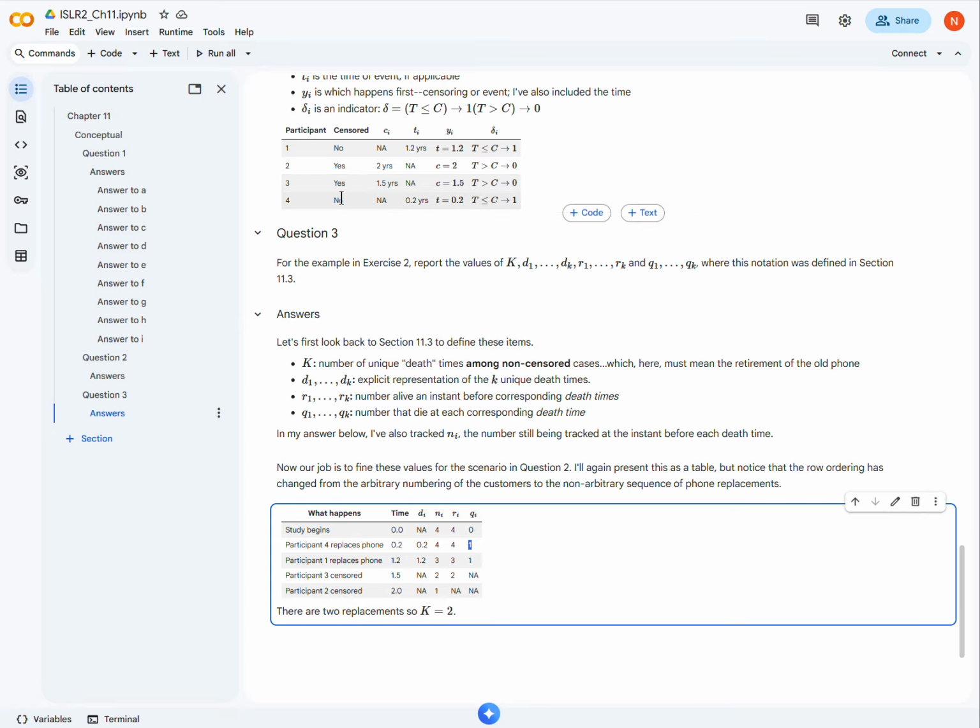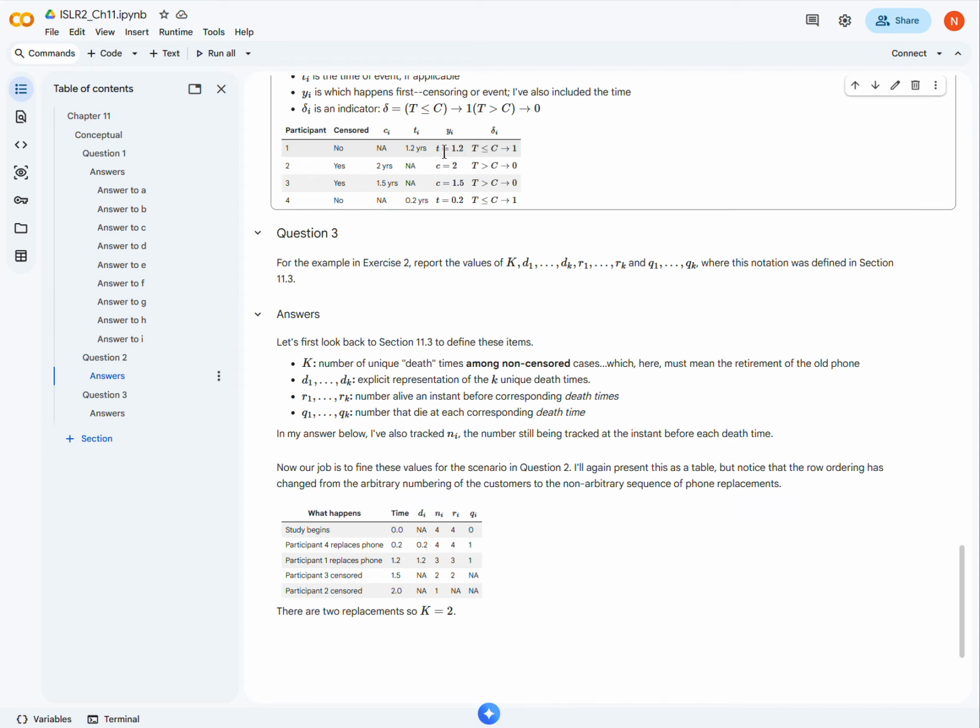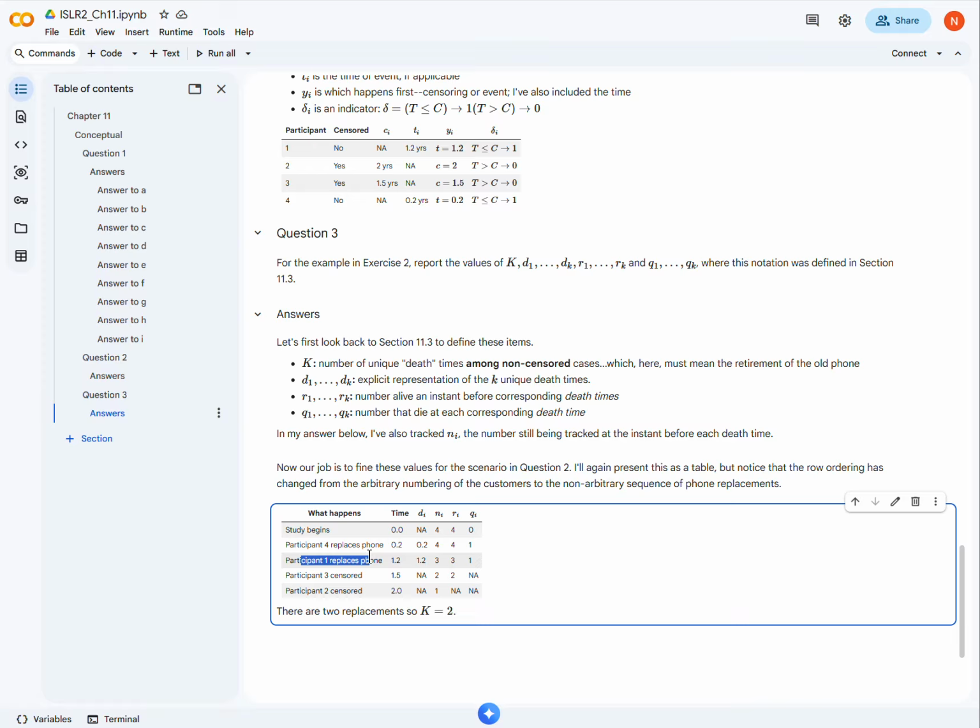So now for the next row, how do we get that? So we go again up here and we look for the next shortest yi time, and it looks like it's 1.2. And at 1.2, it looks like participant 1 replaces their phone because their yi is t here and not c. C meant they were censored. So we go down here. We say that at time 1.2, participant 1 replaces their phone. It is a death time.